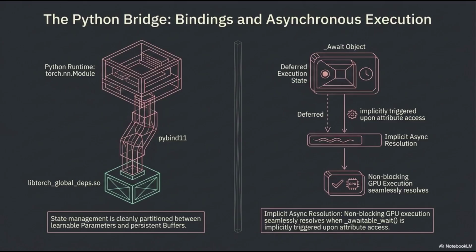Turning to the right, we delve into asynchronous execution. An _await object represents an operation that has been scheduled but not yet completed. This enters a deferred execution state. Crucially, the actual computation is implicitly triggered upon attribute access to the await object, avoiding immediate blocking. This deferral mechanism flows into an implicit async resolution phase. Ultimately, this leads to non-blocking GPU execution, which seamlessly resolves without stalling the Python thread. The implicit async resolution specifically refers to how non-blocking GPU execution seamlessly resolves when the _awaitable_wait method is implicitly triggered upon attribute access, providing a smooth and efficient workflow.